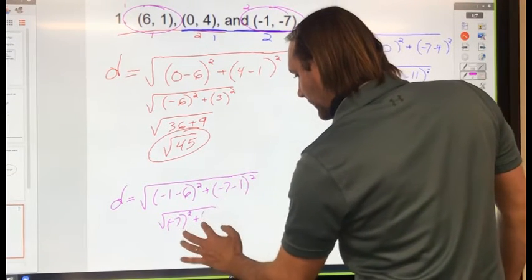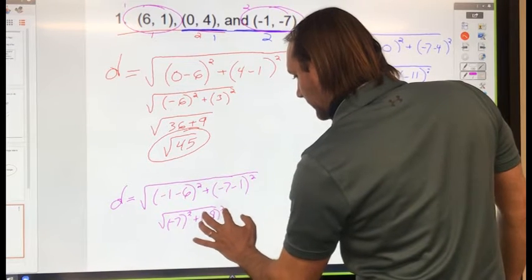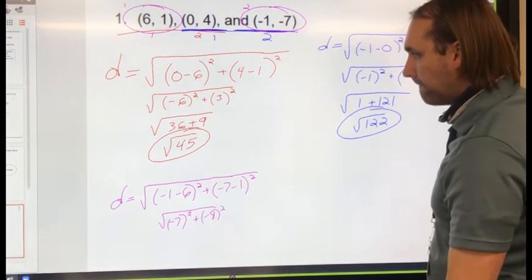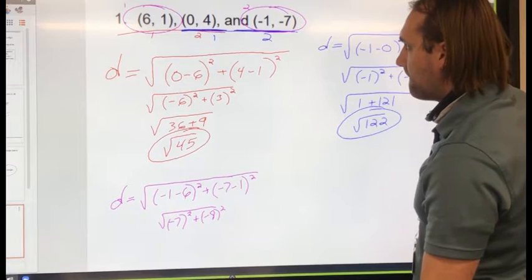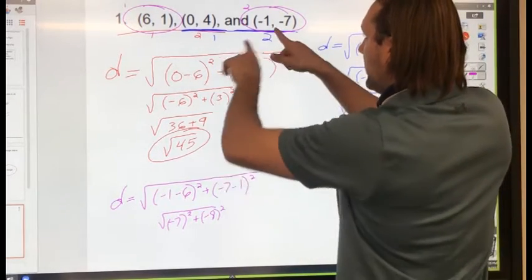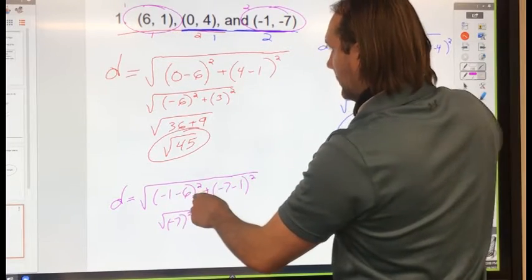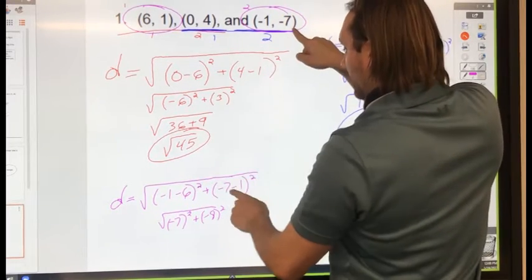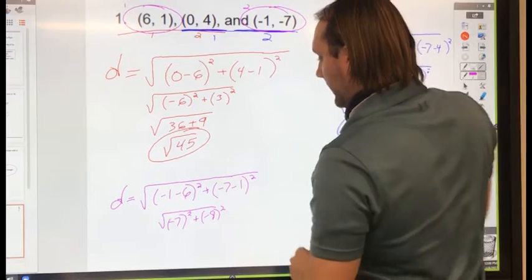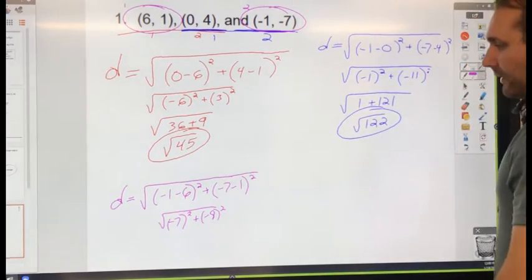Plus negative 8. We keep the 1 and negative? I thought we had to change it since we already had negative. Negative 1 minus 6 for the other one, and that is negative 7 minus 1. Oh, okay, okay. Yeah, okay, we're good so far.